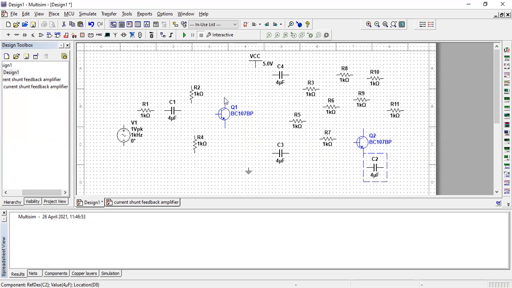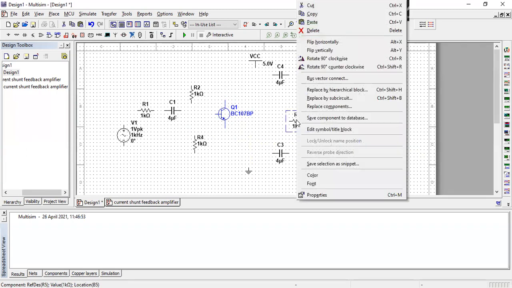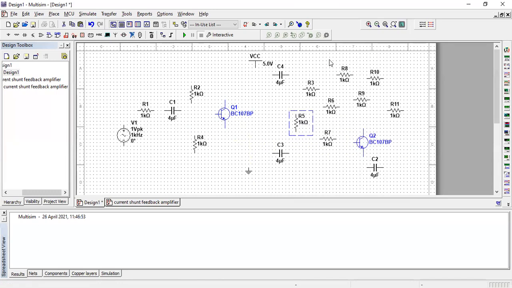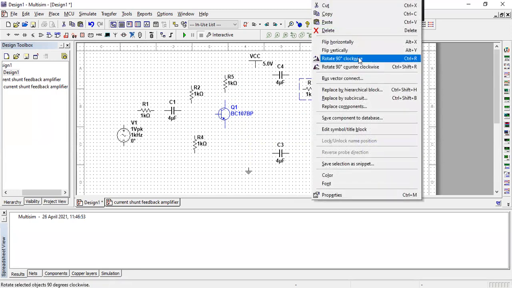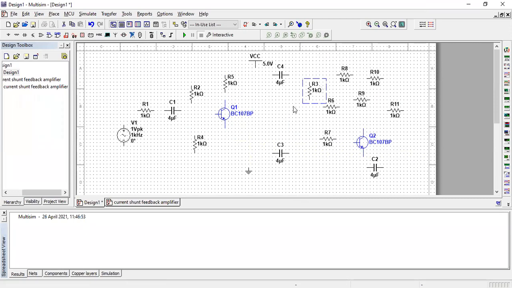One more resistor is required. So what is that resistor? Again, I should place the resistor vertically. So I'll keep the resistor here. I need an emitter resistance also. I'll keep it vertically. So clockwise vertically, I'll go and I'll keep the resistor here.